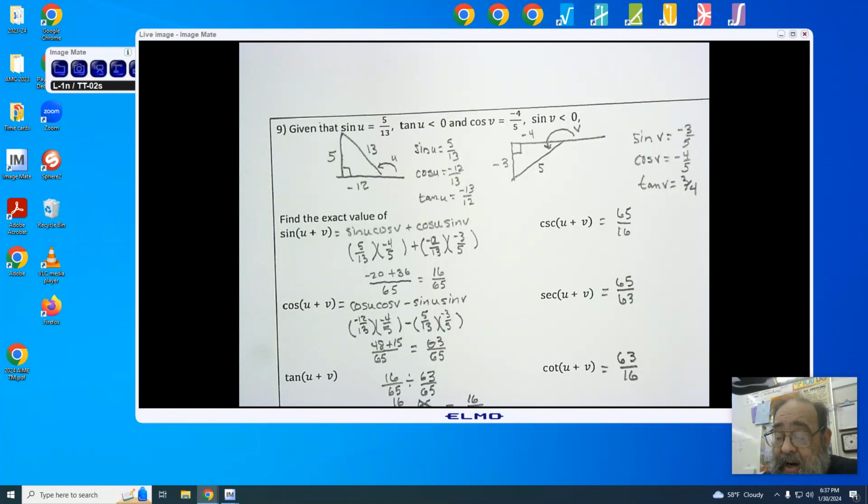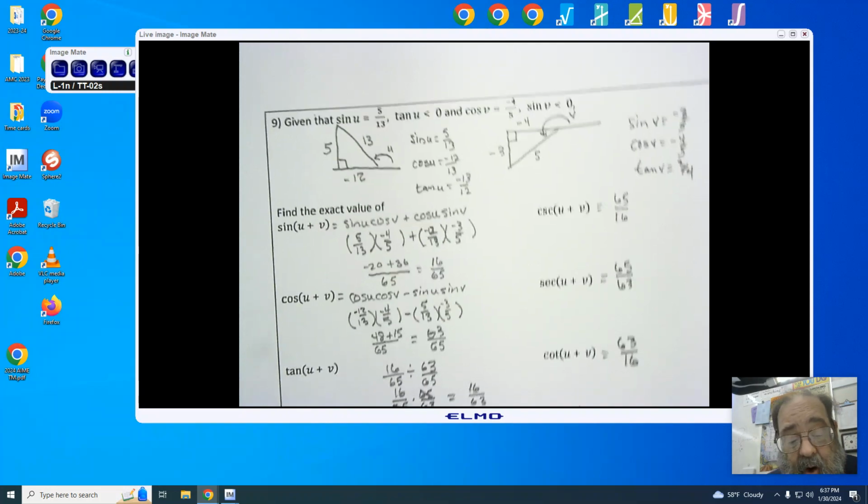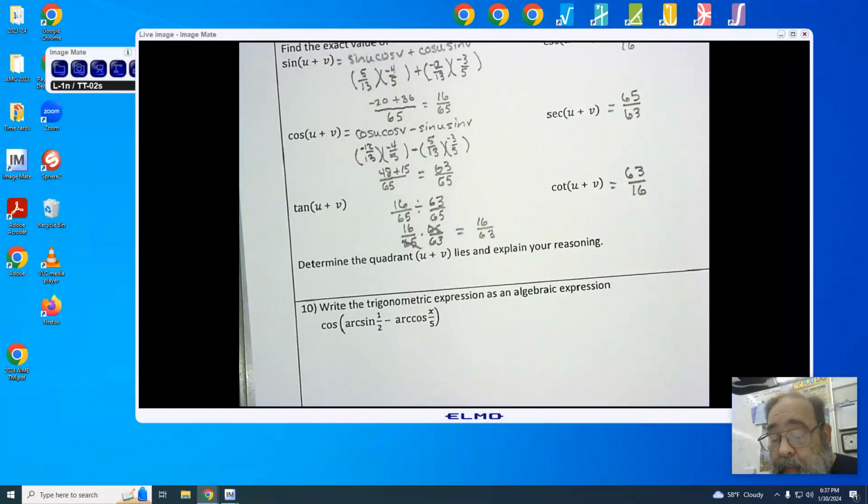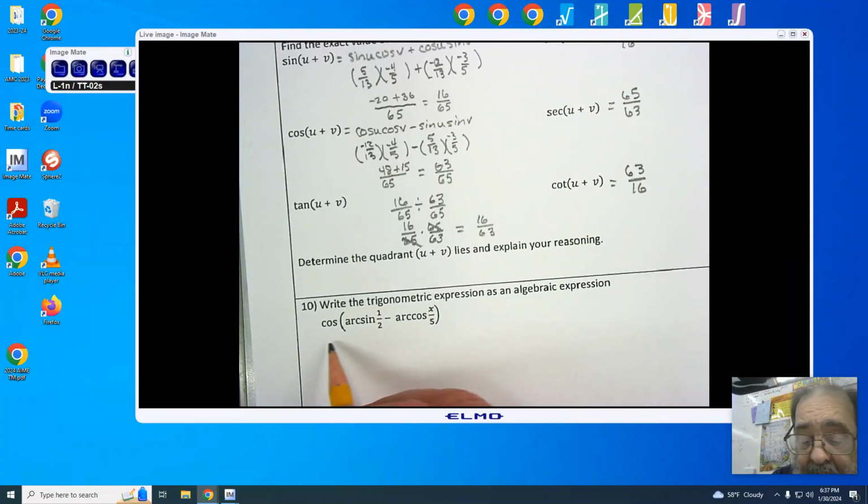You have to decide which one you want to do. One does have more work to it, and so I do recommend you are more careful. We're going to go to number 10. In number 10, I'm looking at my alpha angle here and a beta angle here.